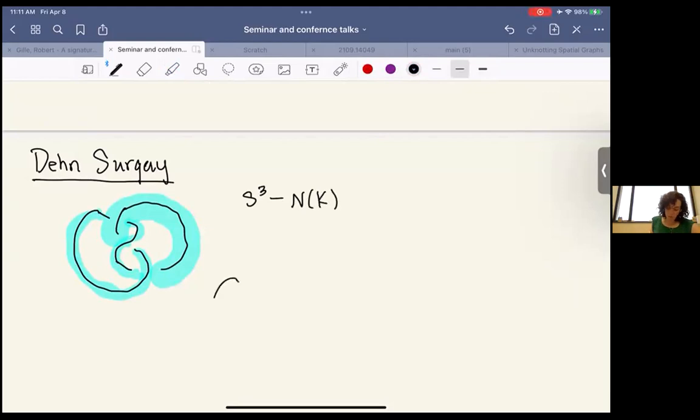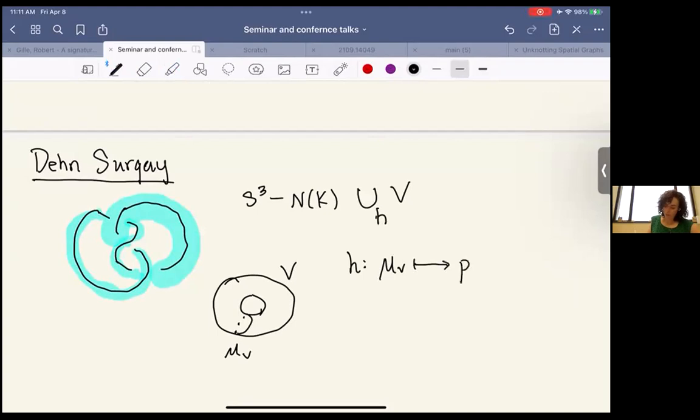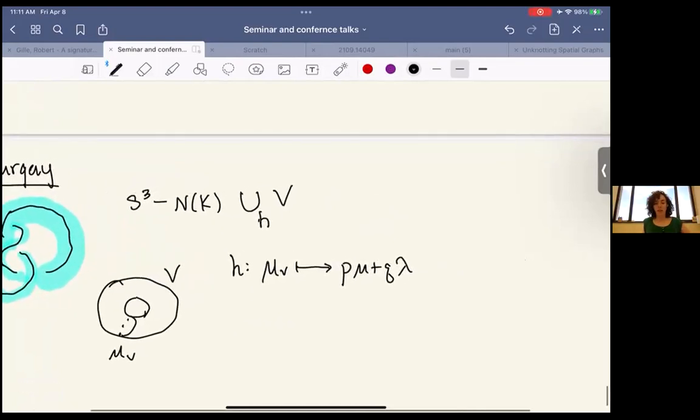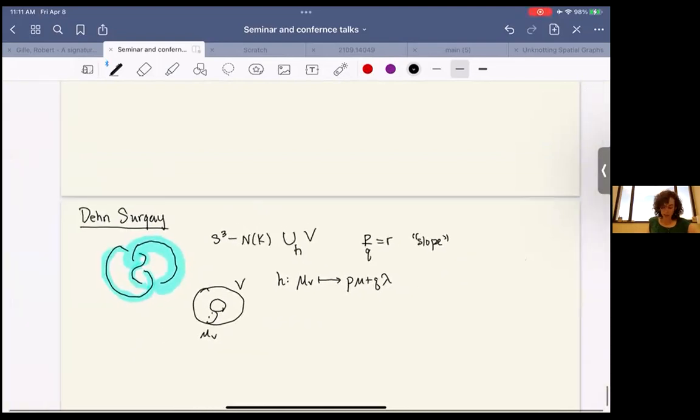And then what I'm going to do is glue back in a solid torus. Let's call this solid torus V with meridian mu V. So I'm taking the union of the complement of the neighborhood of the knot and V, gluing over a map h. And this map h is going to identify the meridian of the solid torus with a curve, p mu plus q lambda. This is a different mu. This is in some basis of the torus that I'm identifying it to. And so the parameters p and q determine how this surgery is going to work. And so p over q is sometimes called a slope. And I'll often denote this with r for a rational surgery slope. And so this gives us a different three-manifold.